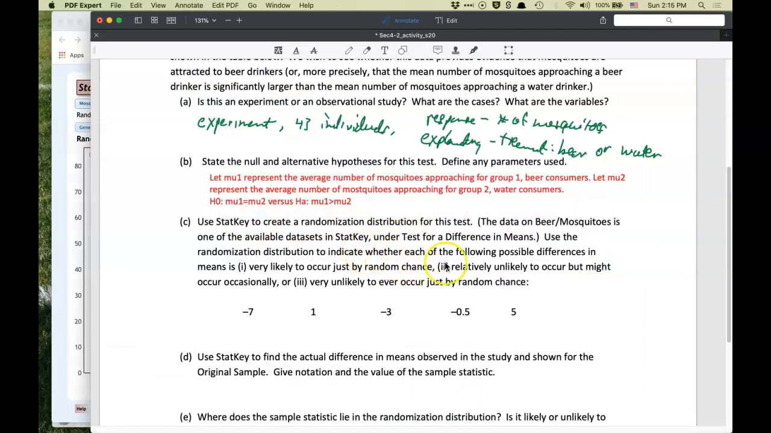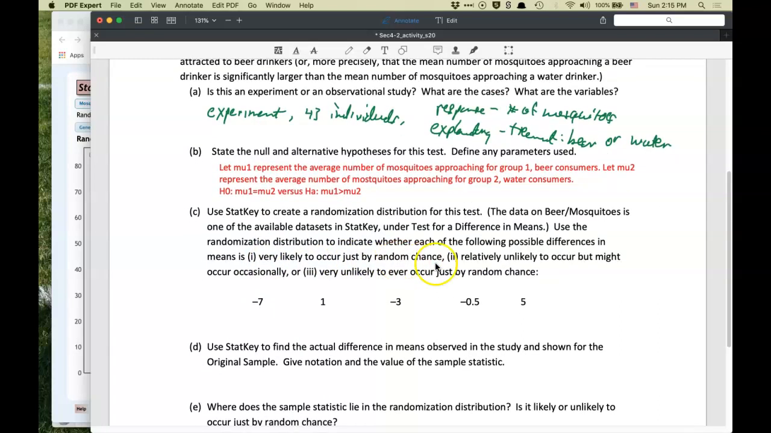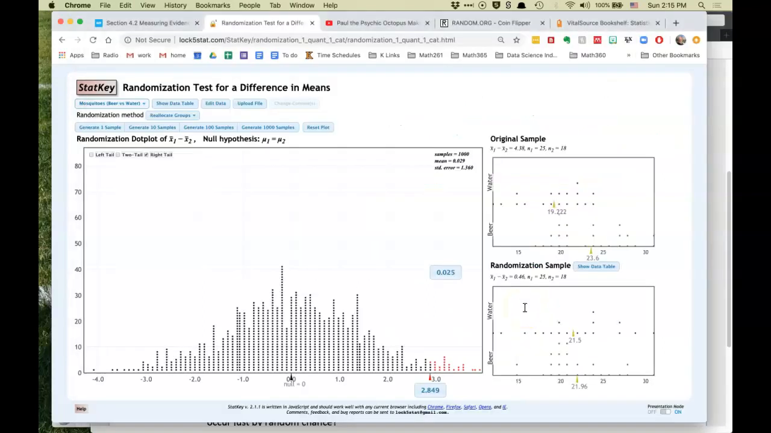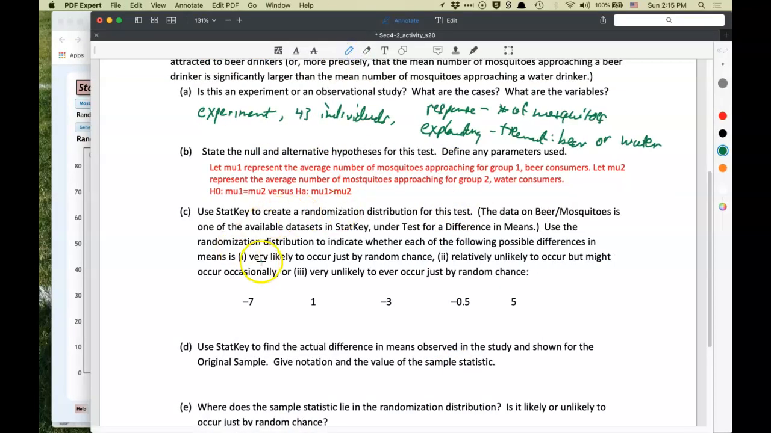And we're not going to worry about the calculations. We're going to go intuitively. Use the randomization distribution to indicate whether each of the possible differences in means is 1, very likely to occur just due to chance, 2, relatively unlikely but might occur due to chance, or very unlikely to ever occur just by random chance. So let's take a large value like 5. That's way out here, right, in the tail of that distribution. So we would say that that one is very unlikely. Very unlikely to occur, just due to chance.